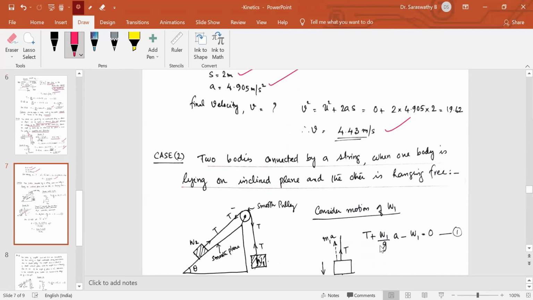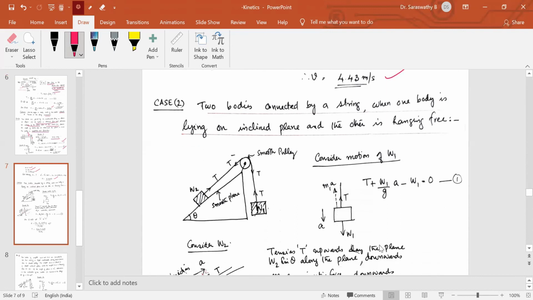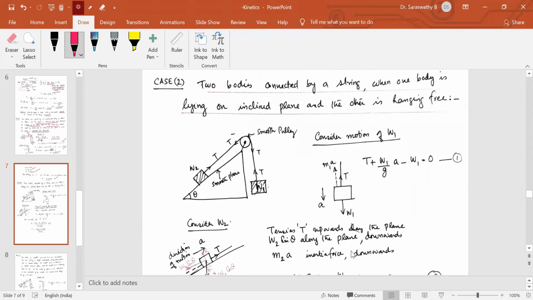Now coming to case 2. Two bodies are connected by a string, when one body is lying on an inclined surface and the other is hanging free. So here one of the masses is hanging free, the other is on an inclined surface, and the two are connected by a rope. The rope is passing over a smooth pulley. Since it is a smooth pulley, its weight is neglected, and we can assume the tension on both sides is the same.